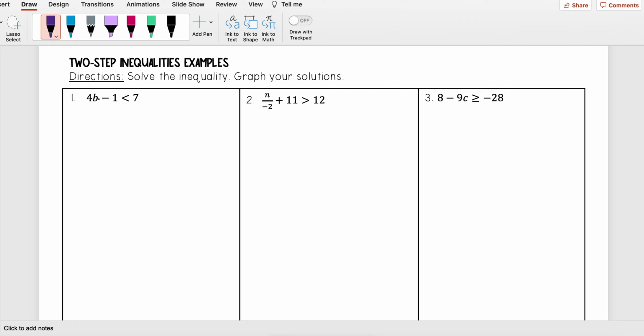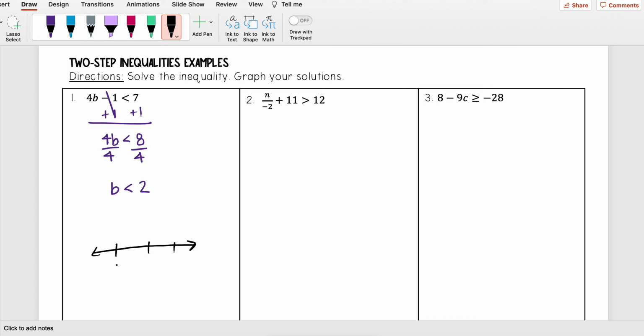So for this first one, to get b by itself, I'm going to add 1 to both sides. So I have 4b is less than 8. And then I'm going to divide both sides by 4. Now since I'm dividing, I need to see if I'm dividing by a negative number, because it's going to tell me that I need to flip my inequality. But here I'm dividing by a positive 4, so I do not have to flip it. So it's going to stay less than, and I get b is less than 2.